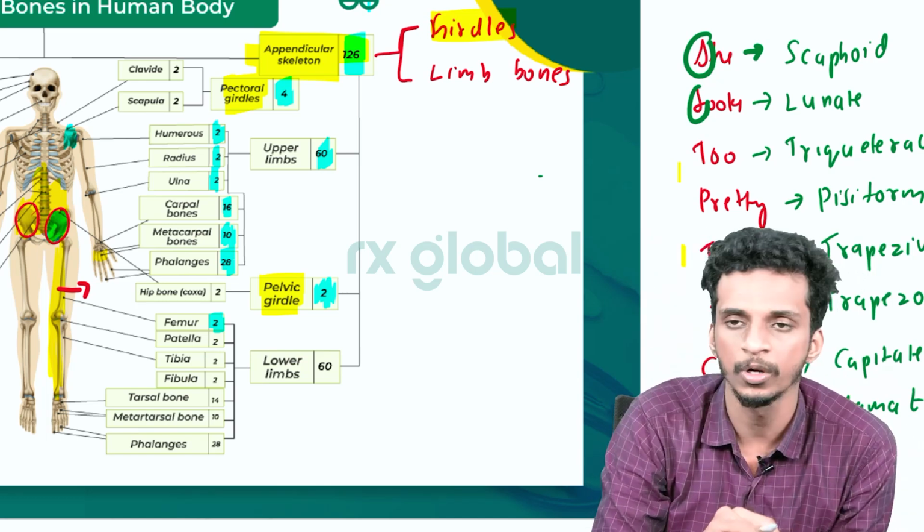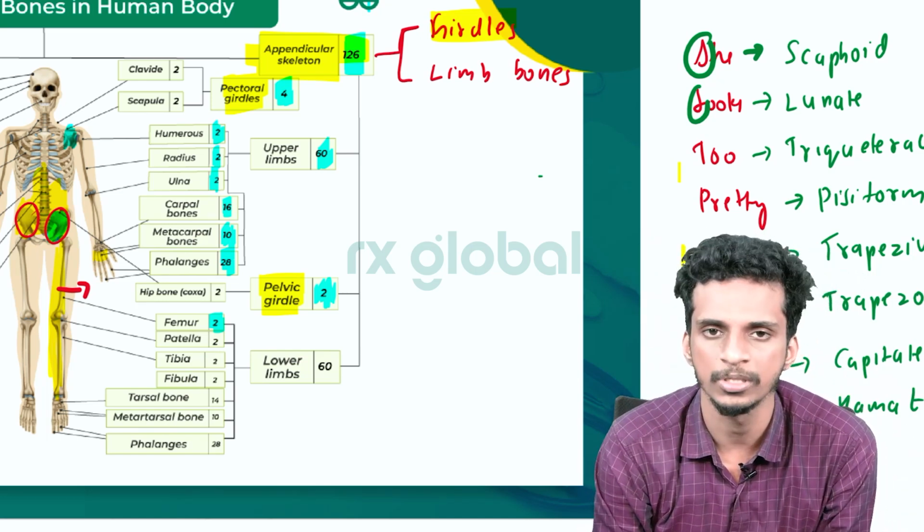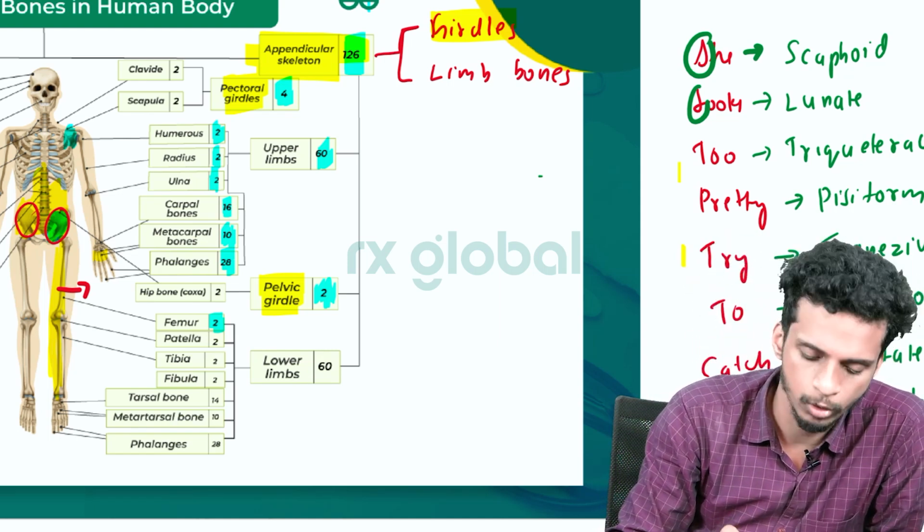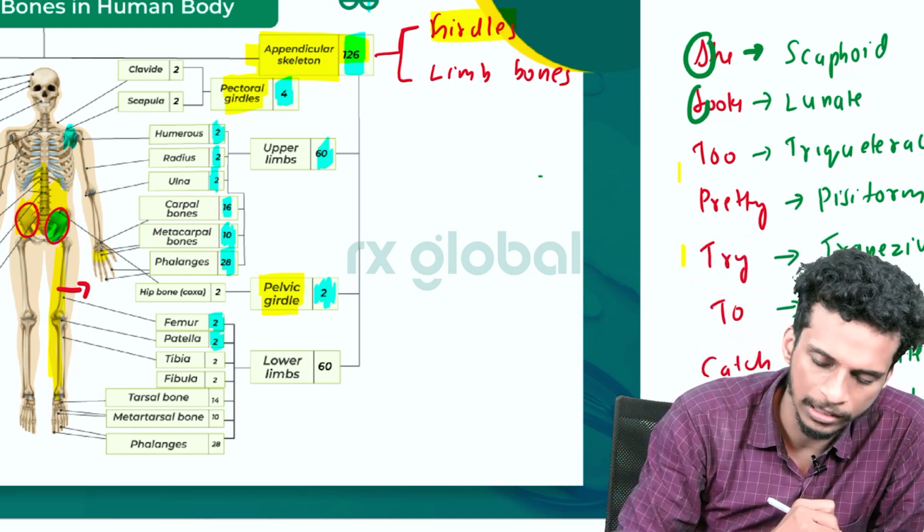Sesamoid bones are those bones which are formed from a muscle. So I have 2 patellas, 1 on each side.